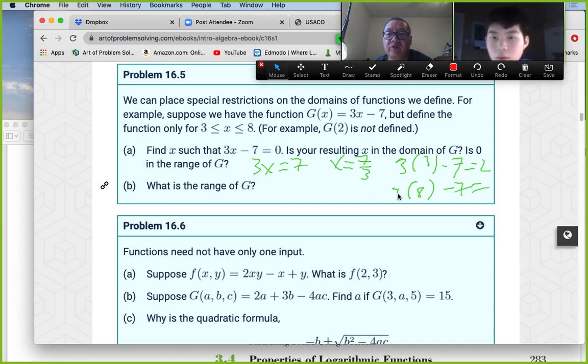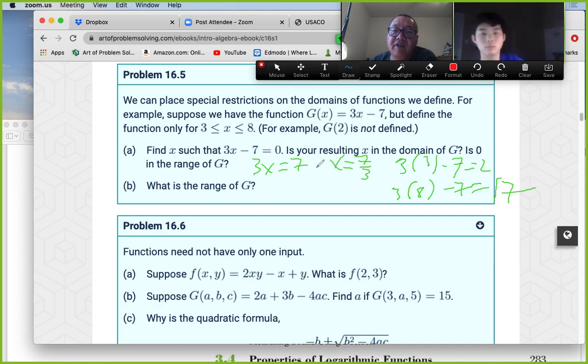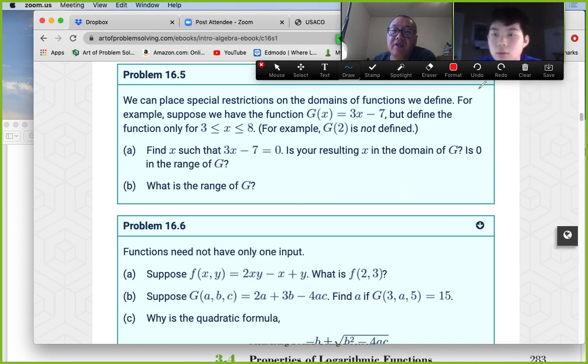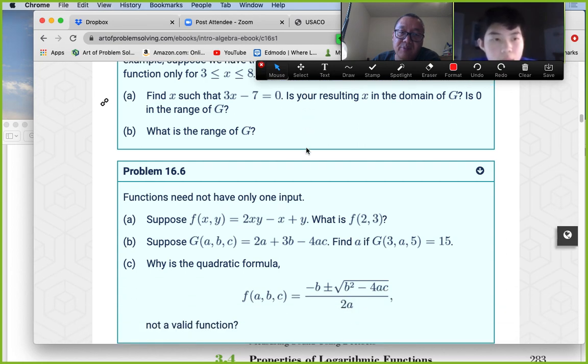Okay. So 0 is not in the range, right, because it's less than 2. So the range of this function is 2 to 17. See, this one is the lower boundary. This one is the upper boundary of the range. So 0 is not in the range of g. So that's right. Now let's go to 16.6.